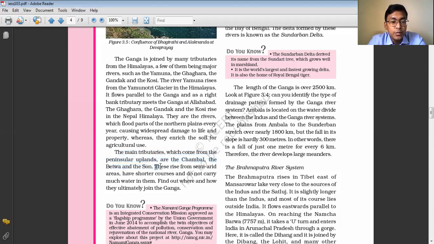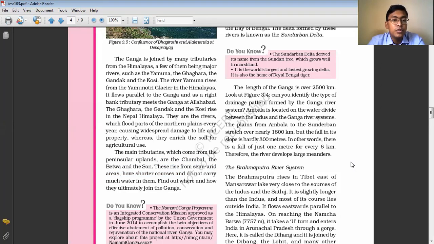So the Chambal, the Betwa, and the Son rise from the semi-arid areas. They have a shorter course and they do not carry much water in them. Finally they join the river Ganga. Basically, the river Ganga is joined by many tributaries.